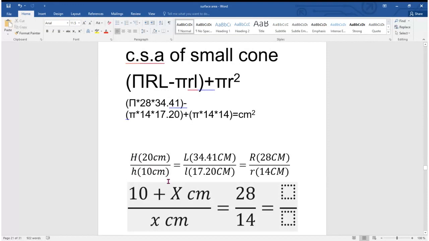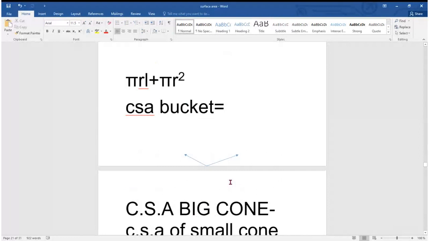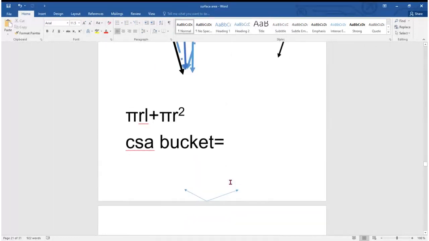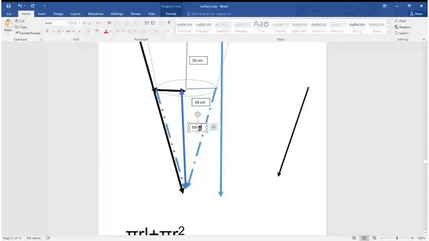So here I did not have this. If I assume that the top radius is 28 and the bottom radius is 14, you just come here and you cross multiply. Now, the height of the bucket is 10 centimeters. If the height of the bucket is 10 centimeters, then this other height, you don't know it. So this small height here, you say it is x centimeters. So the height of the big cone is going to be 10 plus x centimeters. But the height of the small cone is x centimeters.